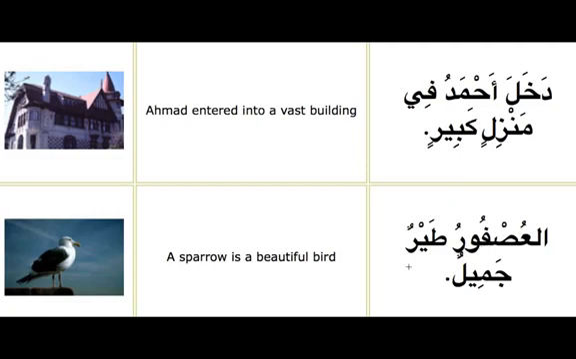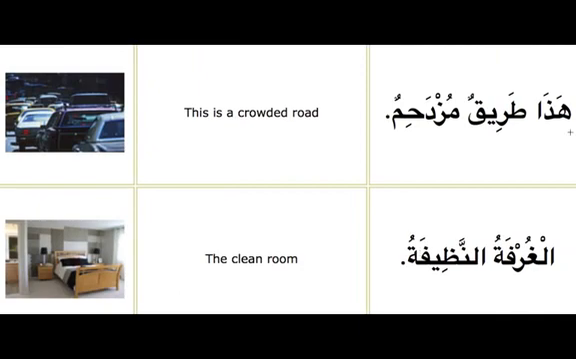العصفور. عصفور means sparrow. So we're telling العصفور طير جميل. Sparrow is a beautiful bird. So just know some more sentences here. هذا طريق مزدحم. مزدحم means busy, crowded. طريق means road. So we say هذا طريق مزدحم. This is a busy street or a crowded road.